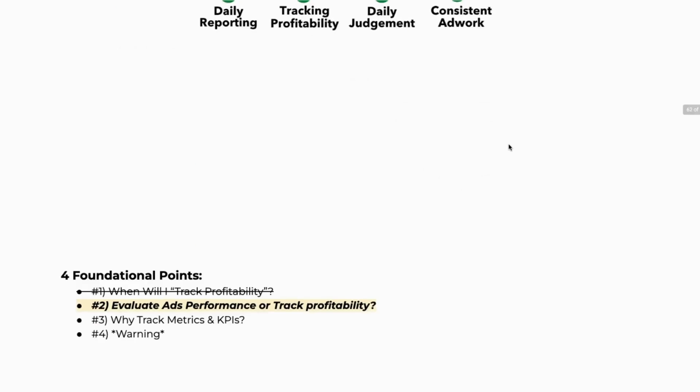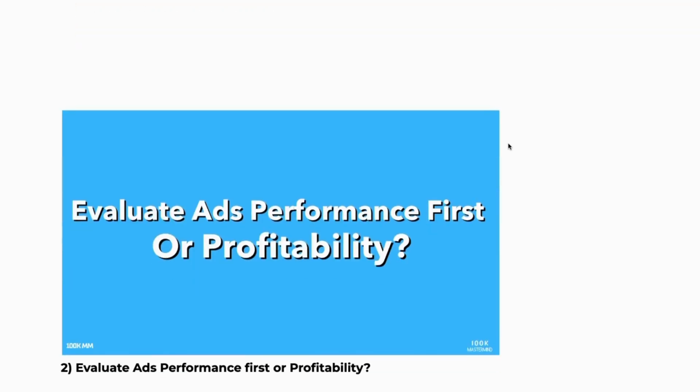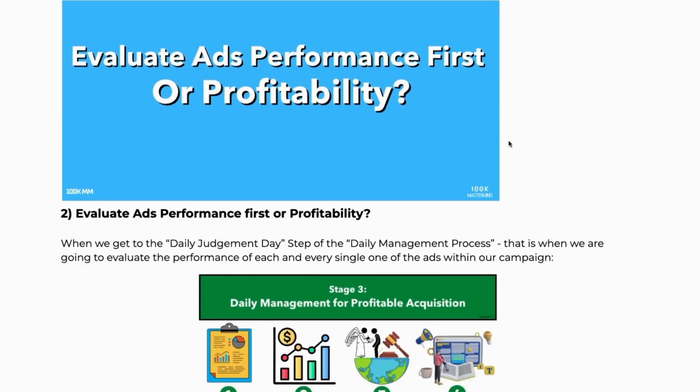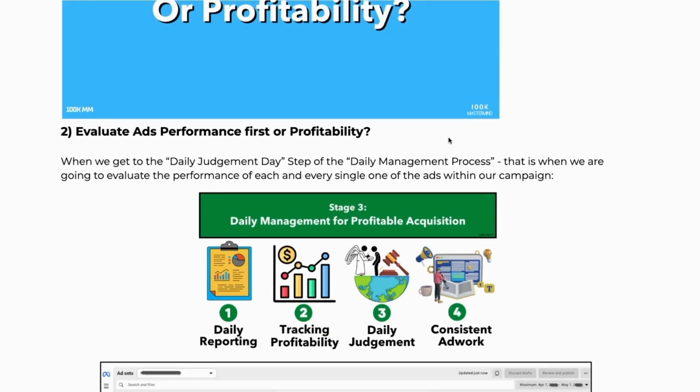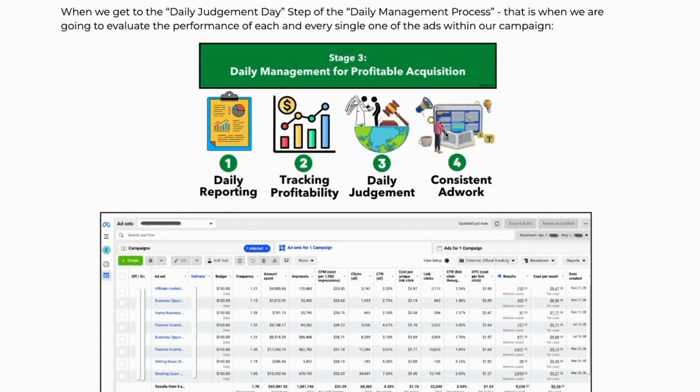Okay, so that is point number 1 I wanted to talk to you about: when am I actually going to track profitability? Point number 2 is evaluating ads performance versus tracking profitability. When I am doing this process, am I going in and evaluating what's going on at the ads level? Am I going into the ads manager, or am I just looking at the tracking sheet? How is all this going to come together?